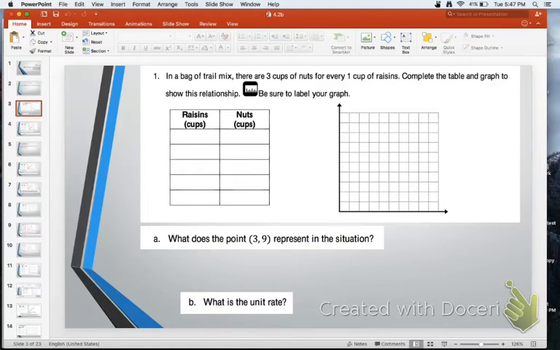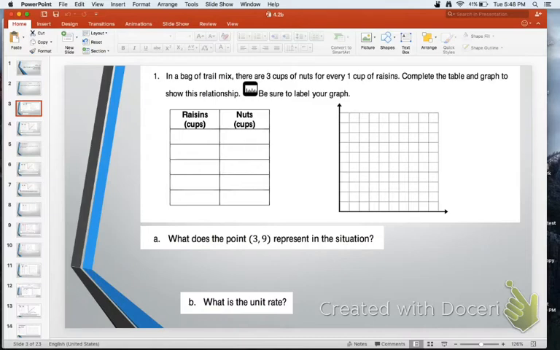So, the situation is in a bag of trail mix, there are 3 cups of nuts for every 1 cup of raisins. You are going to complete the table and graph to show this relationship. Be careful when you label your graph. This is the first time you've been asked to actually label your graph, so we're going to do that step by step in just a minute. But let's set up our table first.